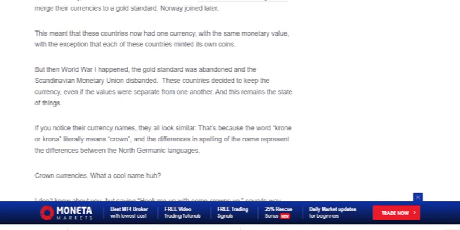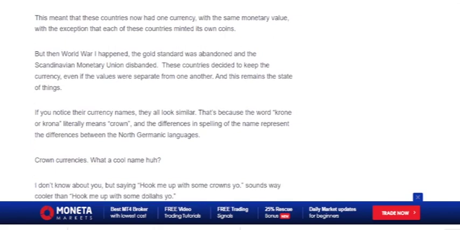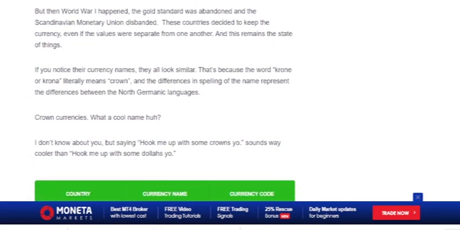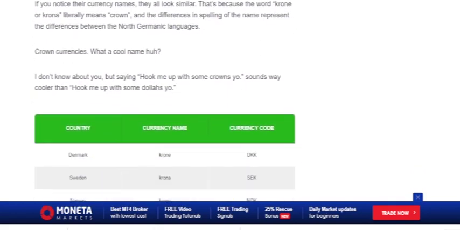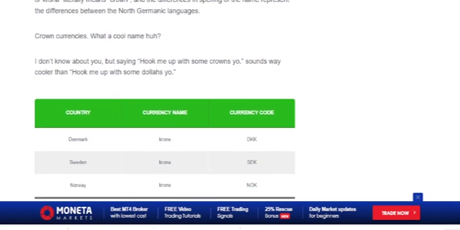If you notice their currency names, they all look similar. Krona. That's because the word krone or krona literally means crown, and the differences in spelling of the name represent the differences between the North Germanic languages. Crown currencies. What a cool name, huh? I don't know about you, but saying, "Hook me up with some crowns, yo," sounds way cooler than, "Hook me up with some dollars, yo."